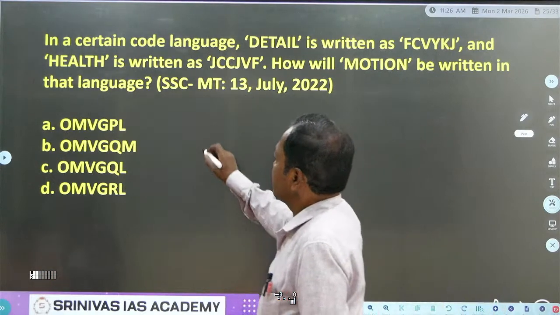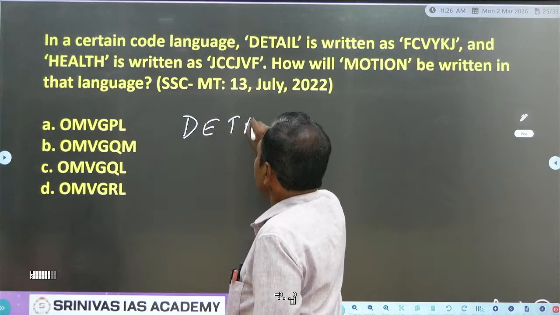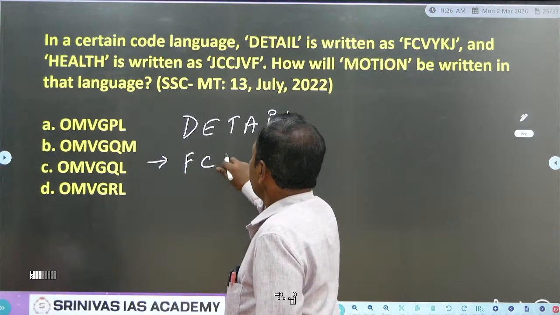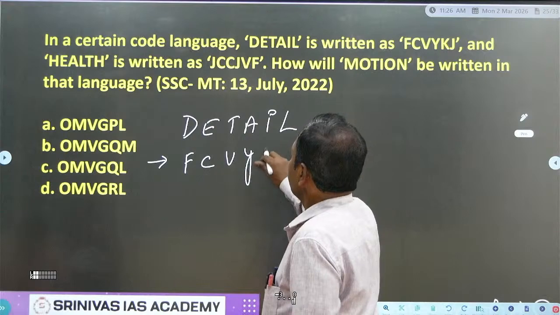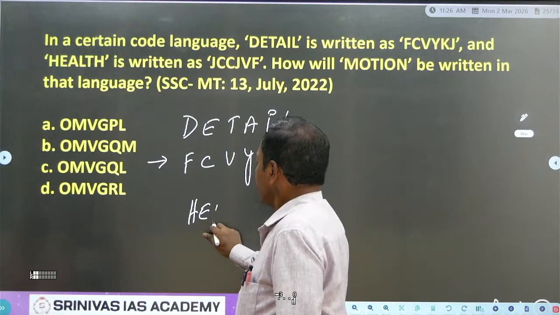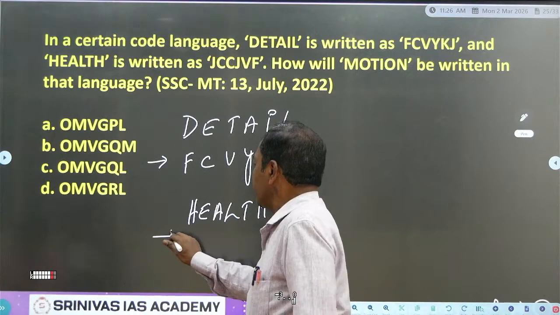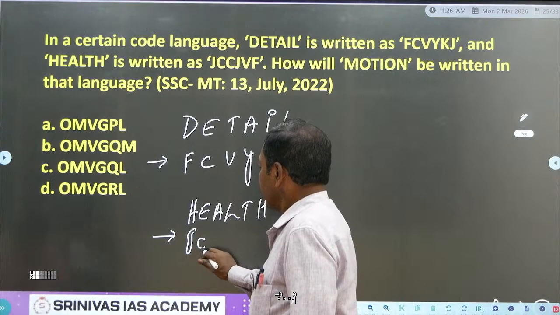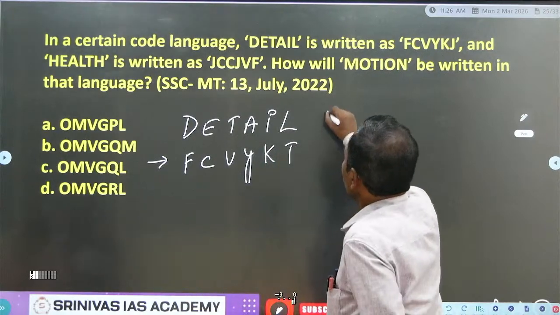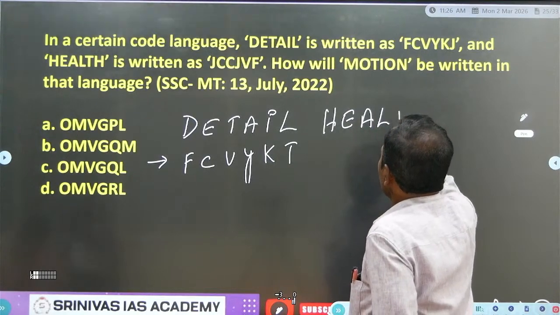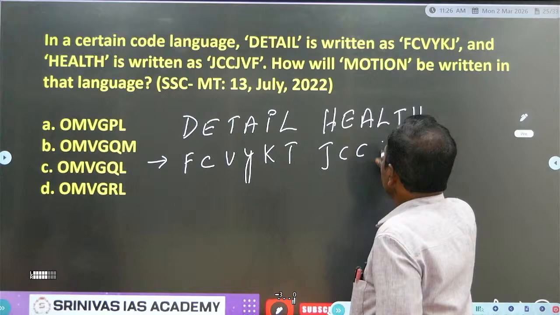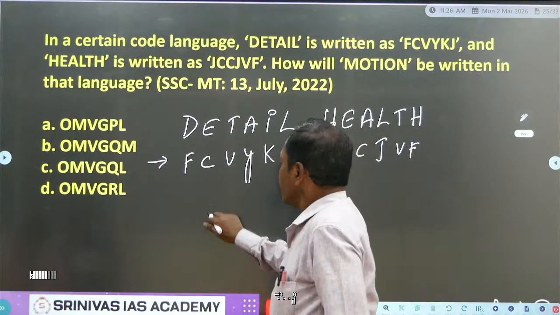Now, detail is written as FCV, and health is written as JCC. Motion.